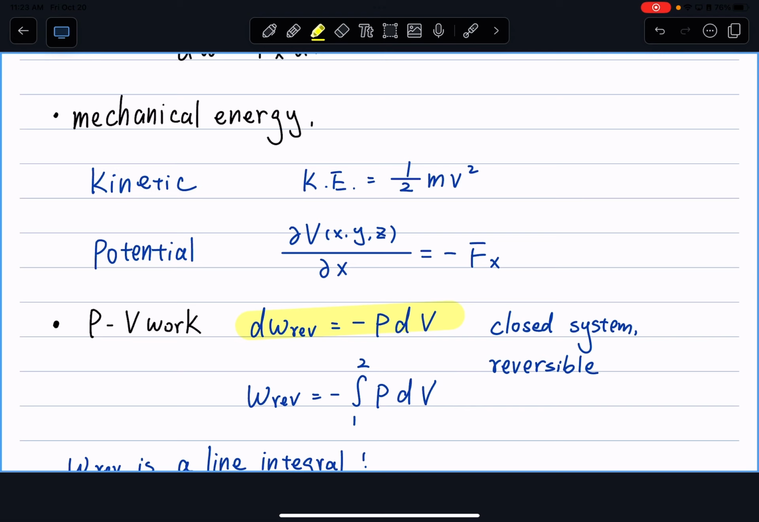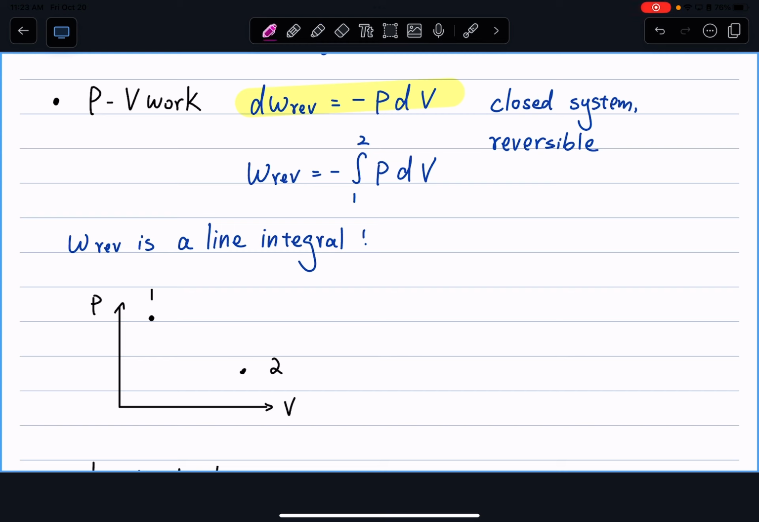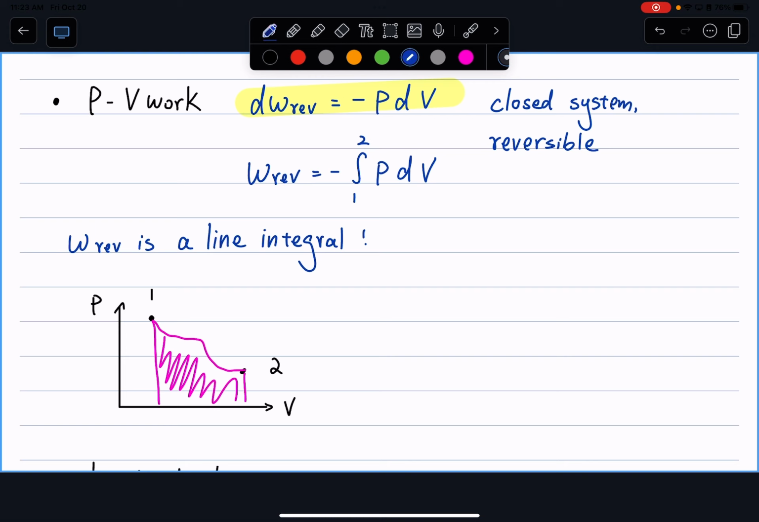And just keep in mind, work is a line integral. So the work on that PV diagram is the area below that curve. For example, from 1 to 2, if we have a purple curve, then that is the reversible work for this purple path. Alternatively, you can imagine going in this direction, and then the blue one will have a different number for that reversible path.